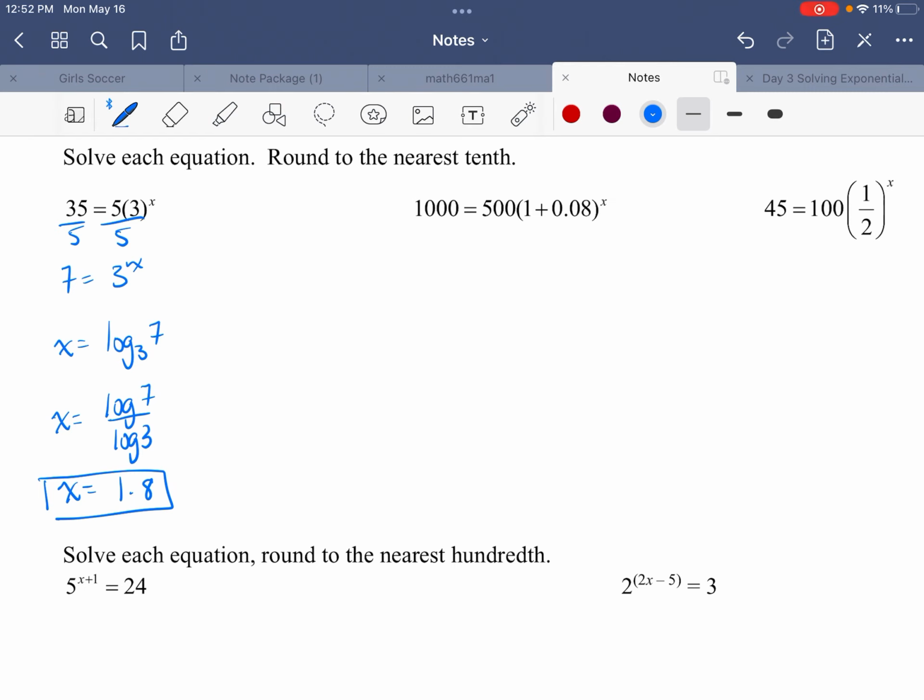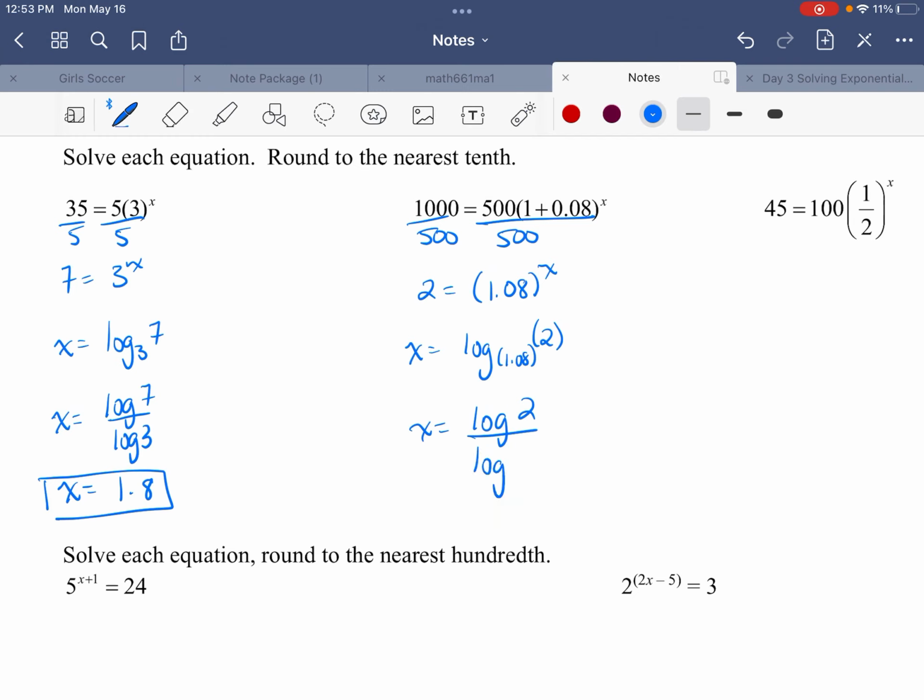Again, we're going to clean this up. Start by dividing by 500. So we get 2 is equal to 1.08 to the x. So x is equal to log base 1.08 of 2. Using our change of base, that equals log 2 divided by log 1.08. So x is going to equal 9.0.